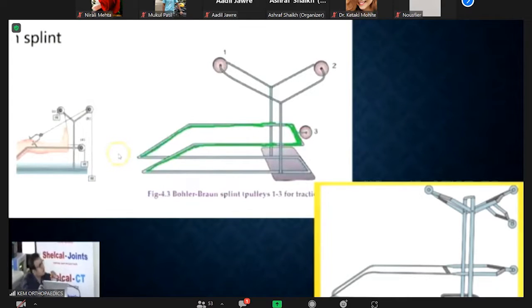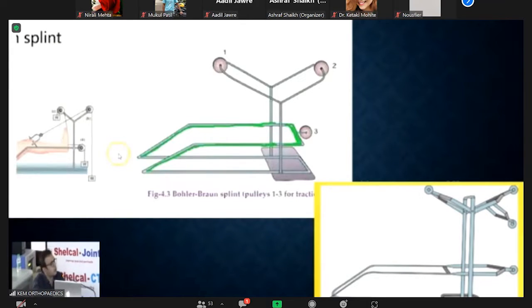Okay. So tell me this, how many pulleys are there? There is this one picture and these two pictures that I have put. How many pulleys are there, and what are the uses of these pulleys? So this is number one. So this pulley is for what? Sir, number one pulley is for foot drop.